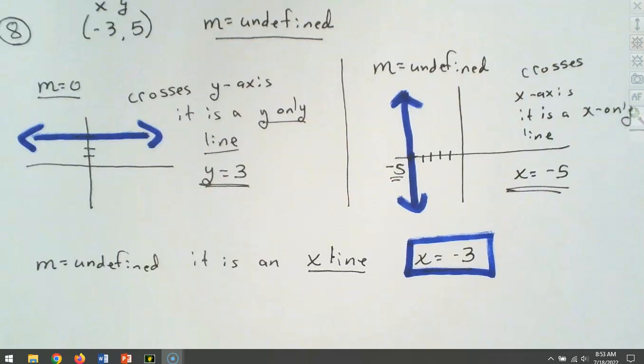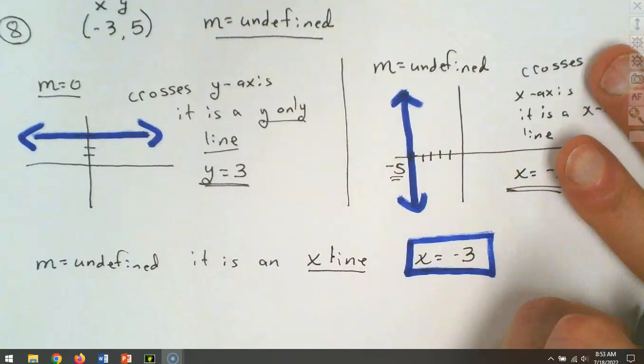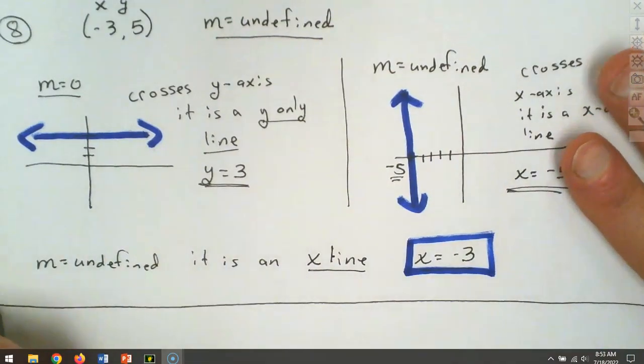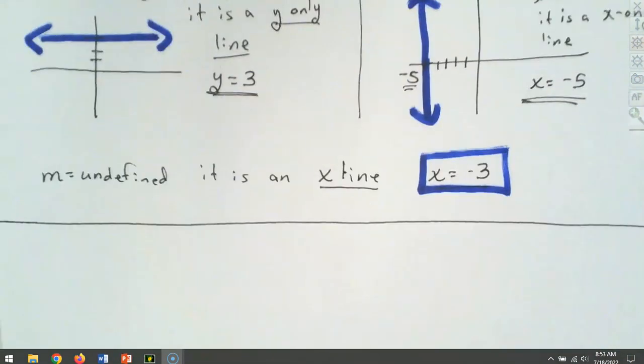I left that one with answer choices so you could see the difference there. Make sure you notice that on that one, it's an undefined slope. It's not x equals 5, because that would be a y line. Ours is x, and the x component of our ordered pair is -3.